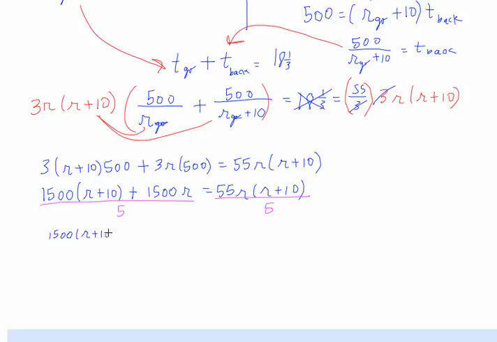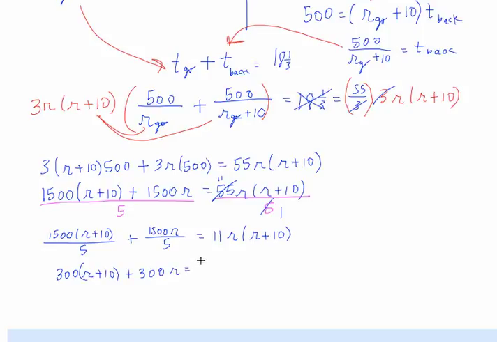So if we divide both sides by 5, this on the left will become 1500 times r plus 10 over 5 plus 1500r over 5 equals, let's see on the right, 55 over 5 simplifies to 11, so we just have 11r times r plus 10. And 1500 divided by 5 is 300, so we have 300 times r plus 10 plus 300r equals this.